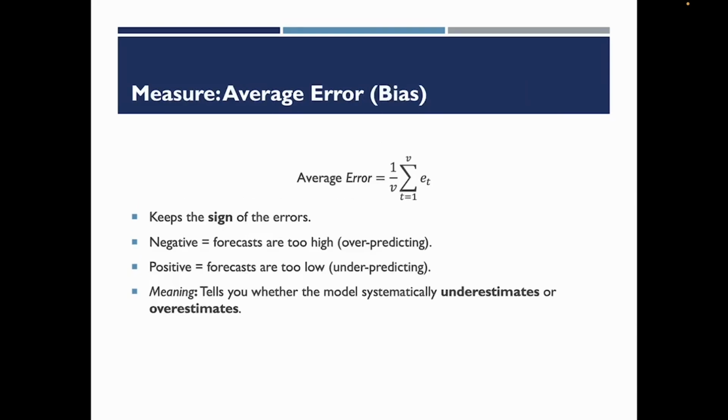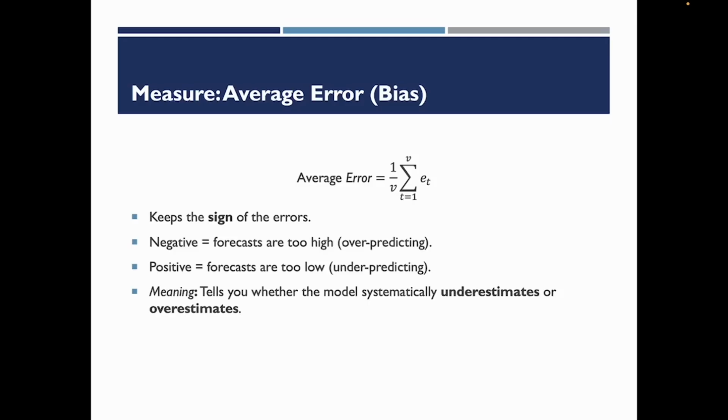The next one is the average error. This is the bias, and sometimes the error is going to be positive, sometimes negative, right? So if you take the average and get a negative value, then the forecasts are too high. We are over-predicting. Why? Because the forecasted value is greater than the actual. So F is greater than Y on average, right? So the forecasts are too high.